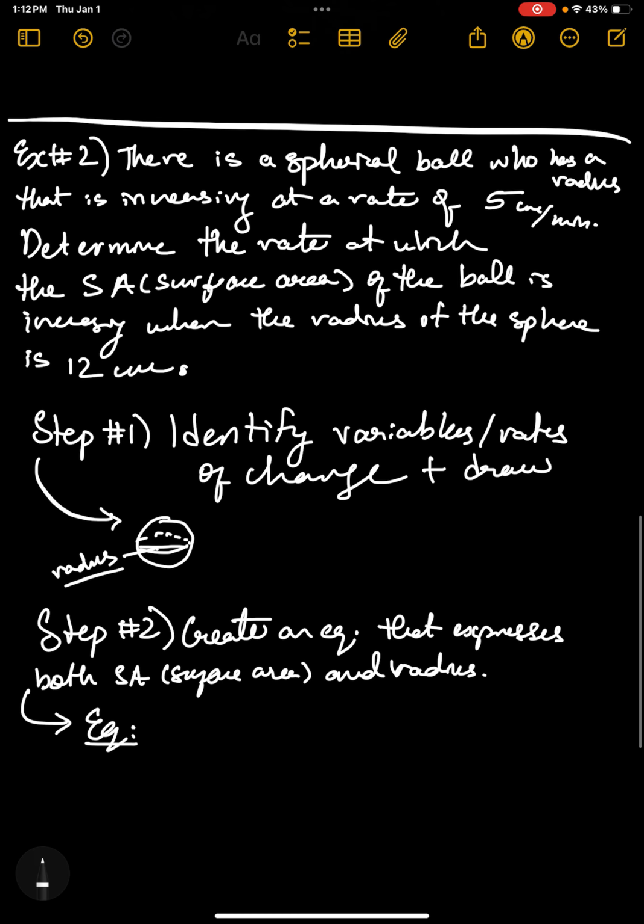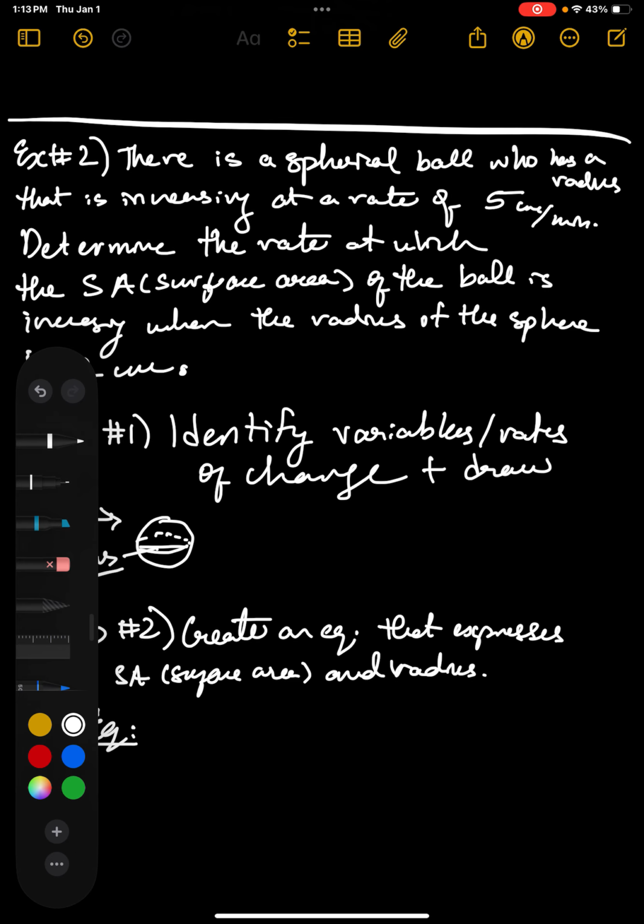So I'll just read out the problem. There is a spherical ball who has a radius that is increasing at a rate of 5 centimeters per minute. Determine the rate at which the surface area, or SA, of the ball is increasing when the radius of the sphere is 12 centimeters. So again, let's highlight all the important information that we need to solve this problem.